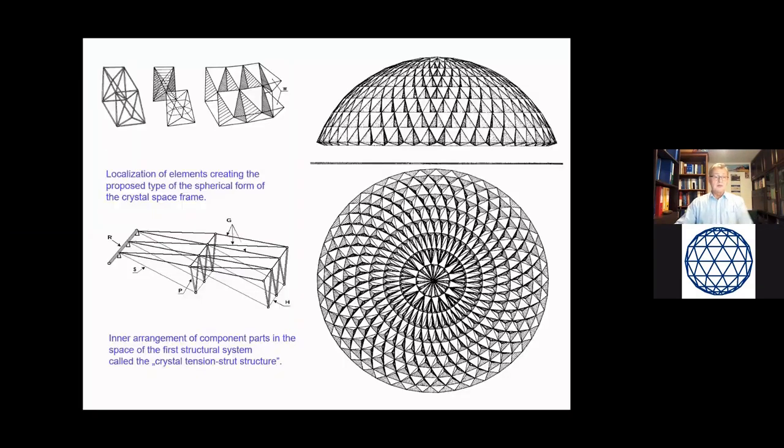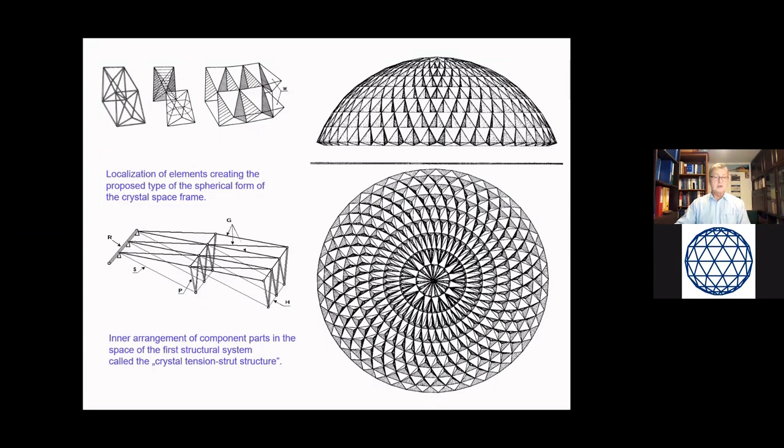In one of my first projects, I proposed a spherical form of the crystal space frame as the support structure of the dome, having an interesting exterior architectonic view and at the same time having advantageous conditions of daylighting of its inner space. Three decades ago, the process of preparing a series of similar technical drawings took me several weeks.